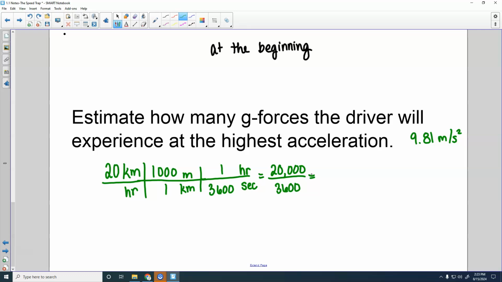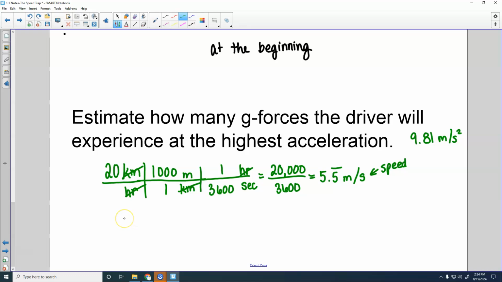20,000 divided by 3,600 is 5.5 repeating meters per second. Our kilometers are gone, our hours are gone. We got meters per second. Now, this is the speed. This is not acceleration, because that's just meters per second. We're looking for acceleration, which is meters per second per second. We just had to convert this because it wasn't in meters per second.